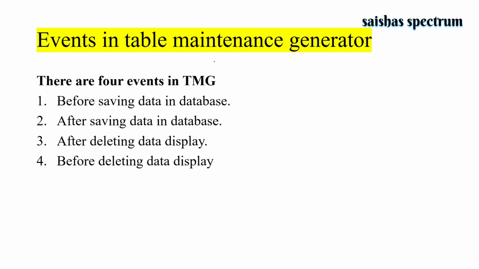So there are basically four events in table maintenance generator. The very first event is before saving data. The second event is after saving data. This gets triggered after the data has been included into the program and we save the data. The third one is after deleting data display, and the fourth one is before deleting data display. So these are the four basic events in TMG on which the interviewer basically asks questions.